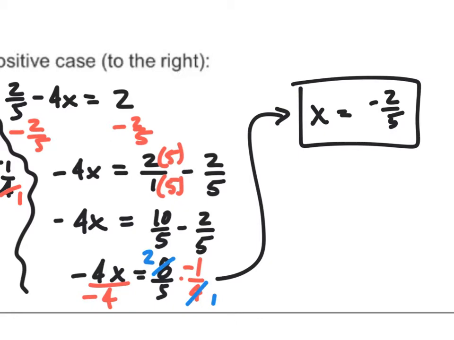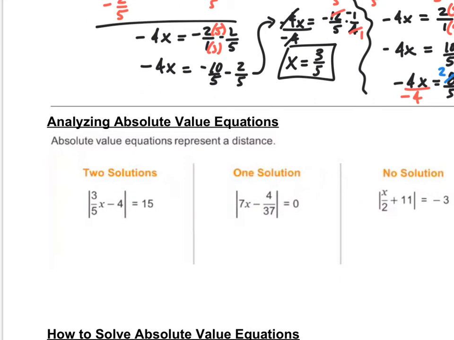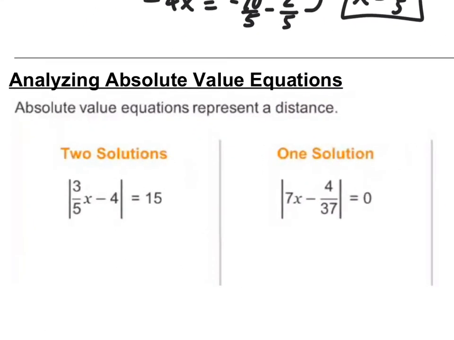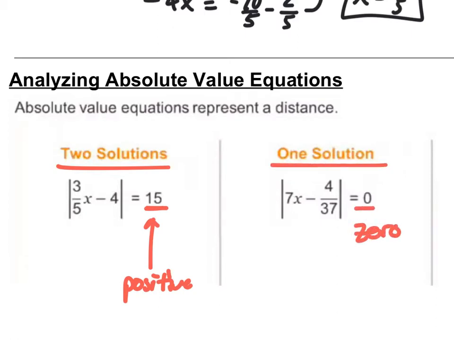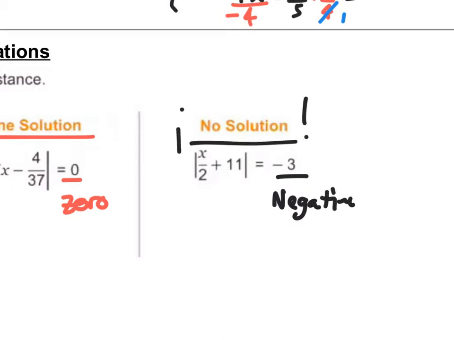So guys, it's important you understand how I'm getting through all these steps. If you need to, rewatch this video and go back through and make sure you know how to get those. So if we take a look at something else, it says analyzing absolute value equations. What I know is that if I have an absolute value equation and this number is positive, then I have two solutions. If this is 0, then I just have one solution to this equation. And if I have a negative number, then I have no solution. So if this is negative, then I get no solution. Can't have it.